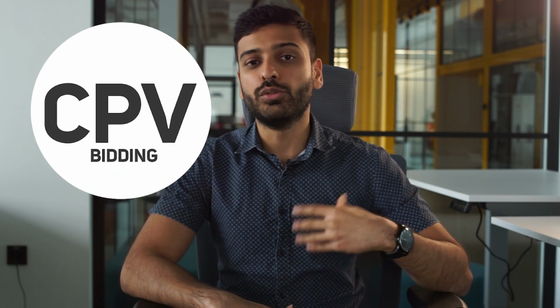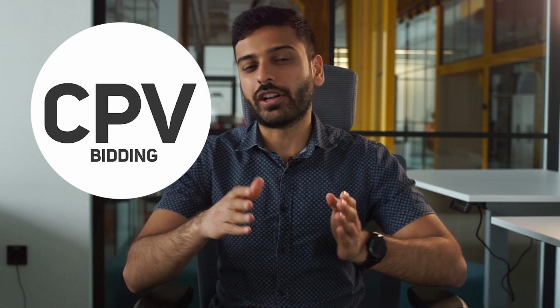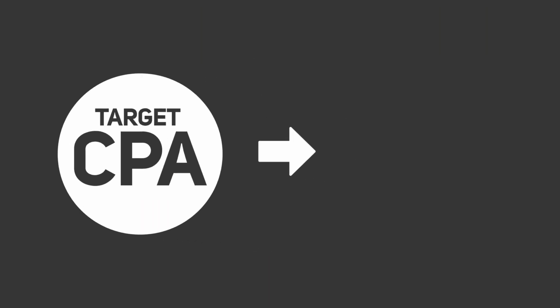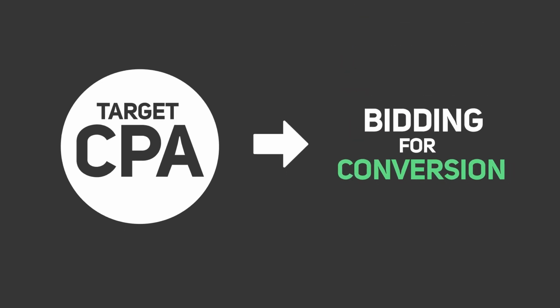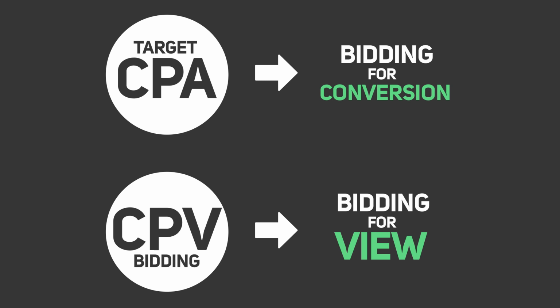Cool. I hope you enjoyed that little portion as well. Now the last mistake I see is with cost per view bidding, which is basically bidding based on how much you want to pay per view. Target CPA is your bidding per conversion, optimizing for conversions. CPV is you bidding for how much you're willing to pay per view and competing against other advertisers who are willing to pay a certain amount.